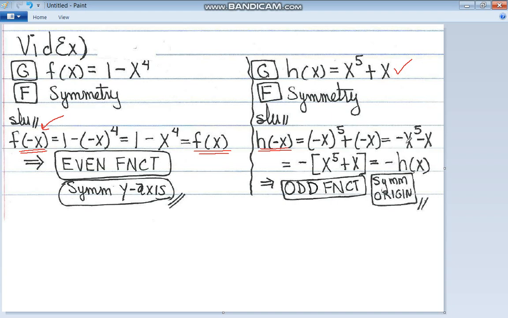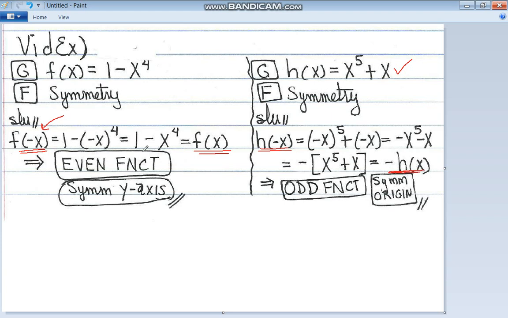Well, both of these terms have negatives, but they don't quite look like the h of x. But what if we factored the negative sign out of both of the terms? It would leave negative, x to the fifth plus x, and the stuff in the bracket is h of x. So this simplifies to negative h of x. So we just proved that h of negative x is equal to negative h of x.